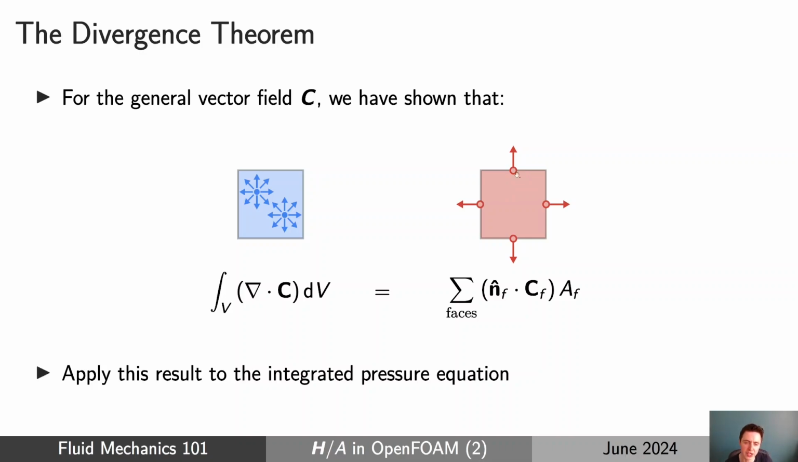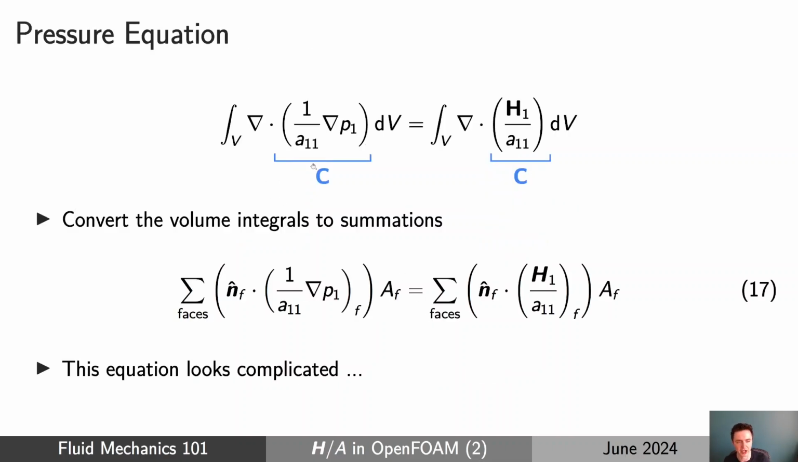And another way you can think of this is that if the vector C was parallel with the face, then that vector wouldn't be transporting any of the quantity across the face. So its flux across the surface would be equal to 0. And this is why we need the dot product with the unit normal vector. So we have this result. Let's apply it to the pressure equation and simplify it.